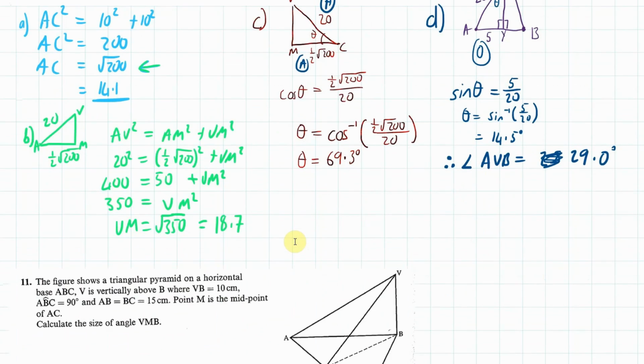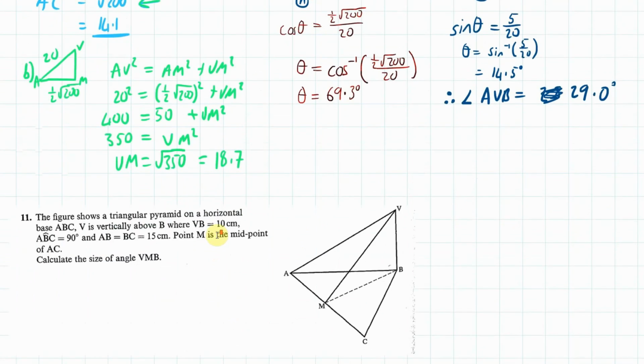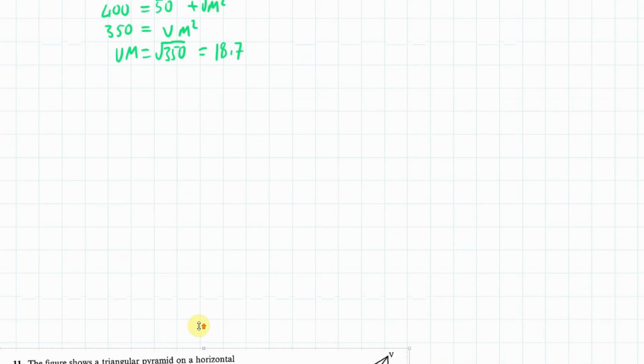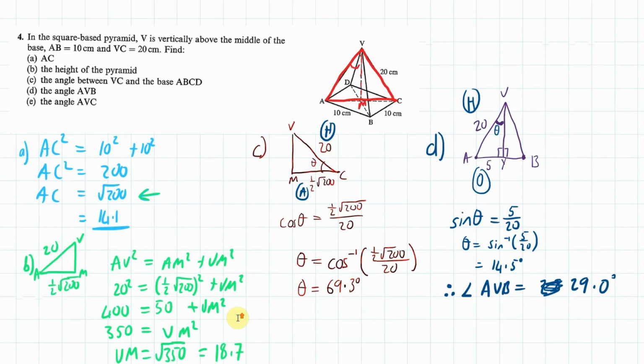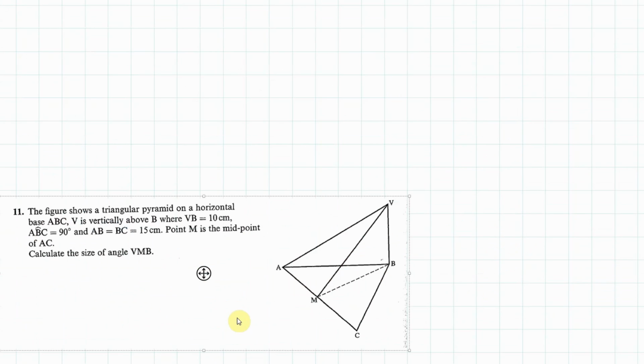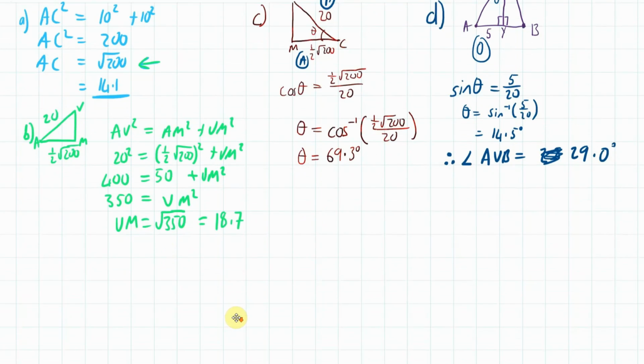I'm running out of room here. I'm just going to move some stuff around. Didn't realize this would take so much room. Okay, we can use the triangle that we did here to help us find angle AVM. So let's do that now. Okay, AVM. So we want to find that angle there. We know this and we know this. So we know a hypotenuse and an opposite.